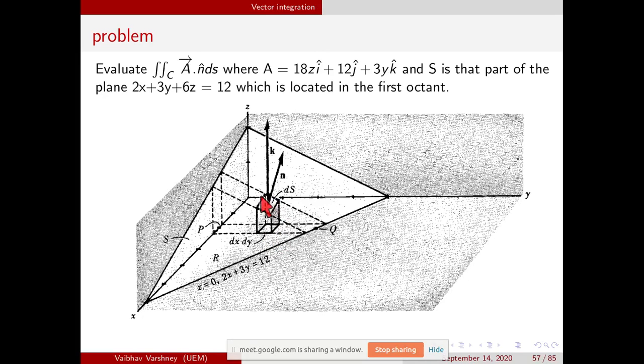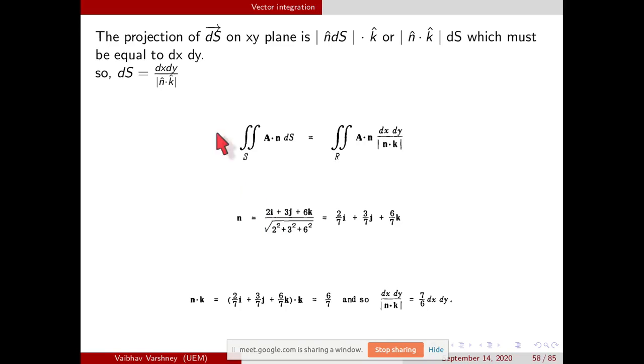So that's why we are taking this small surface area. We cannot integrate it directly. So we are taking this small surface area and projecting it on one plane. I projected it on the xy plane. So now what I am doing is calculating this ds in this plane. This is what I did: ds is equal to dx dy upon n dot k.